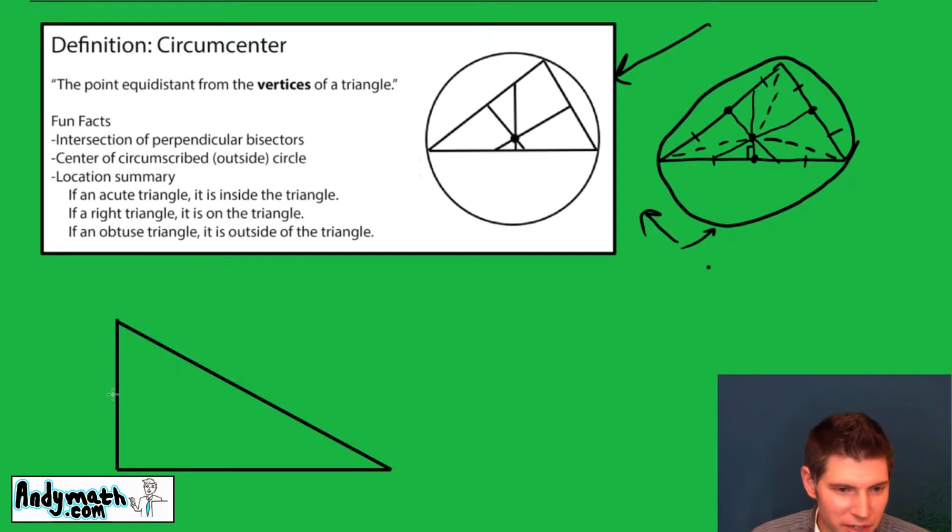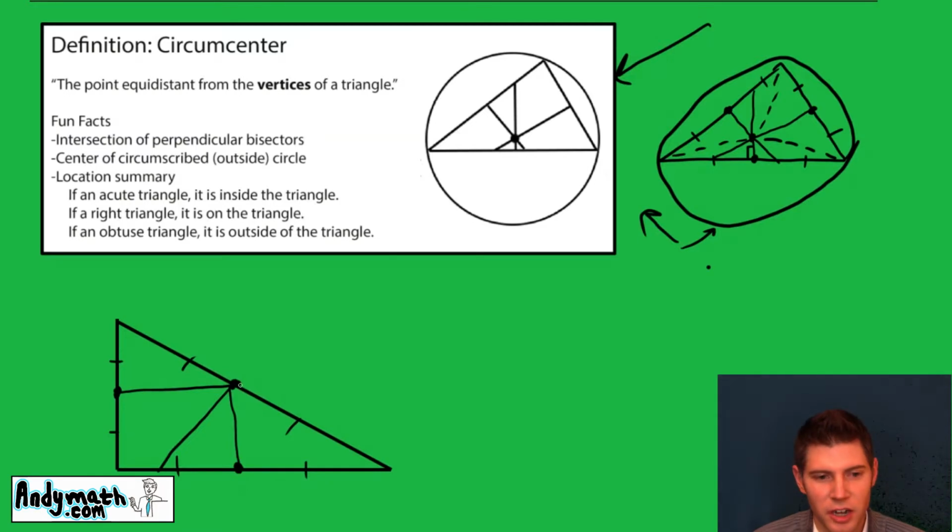If we do the same thing here, we bisect it. Then we bisect this side. So these two are equal. And then the perpendicular. And then we bisect the longer side, which ends up being that spot there. So these two are equal. And the intersection happens to be on the triangle right there. And this is just a sketch, but you can kind of get the idea that if it's a right triangle, it'll always be on the triangle. And I believe it's always on the hypotenuse.